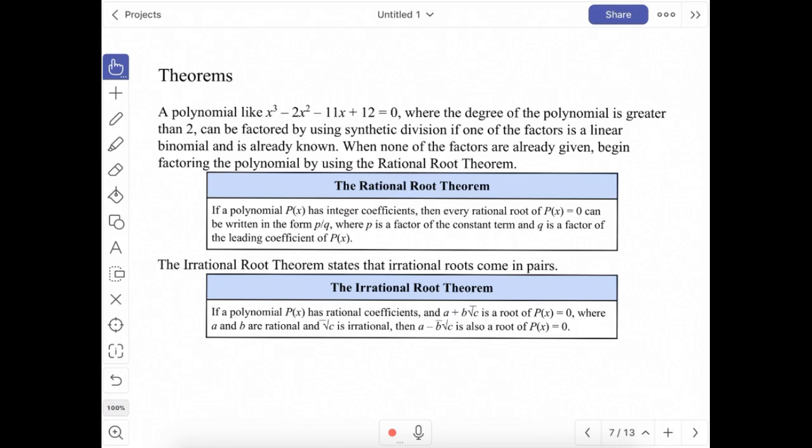The irrational root theorem states that irrational roots come in pairs. So if polynomial p has rational coefficients and a plus b root c is a root of p of x equals 0, where a and b are rational and root c is irrational, then a minus b root c is also a root of p of x equals 0. So that second one, all they're saying is that if you have a plus b root c, then you also have the minus. That top one is the process in solving some of these problems, and it can be tricky because we're using factors and you have a lot of options.